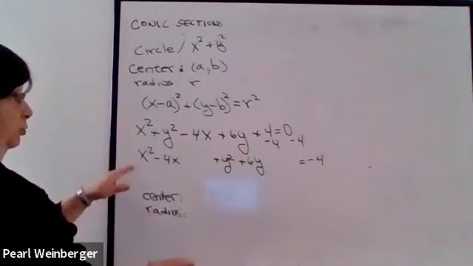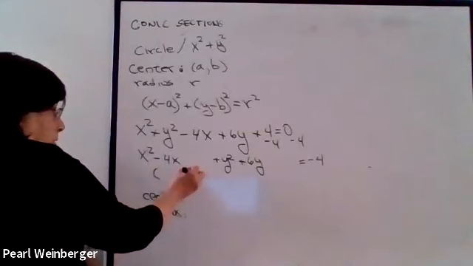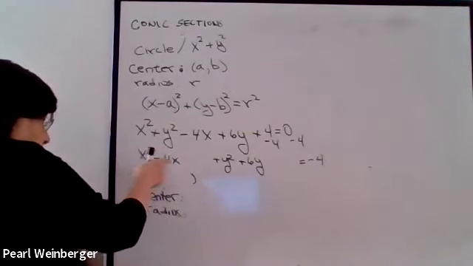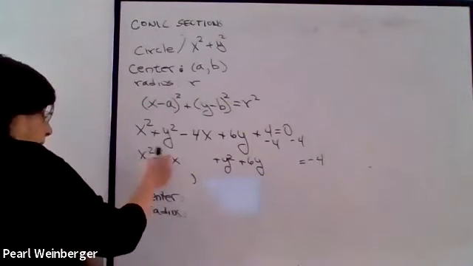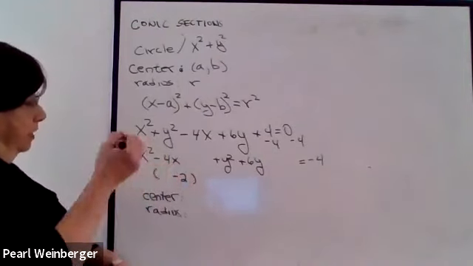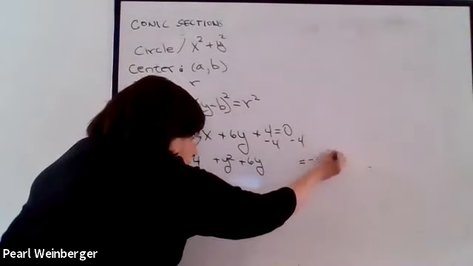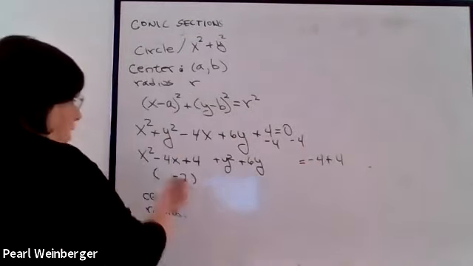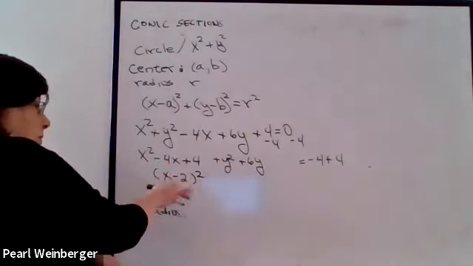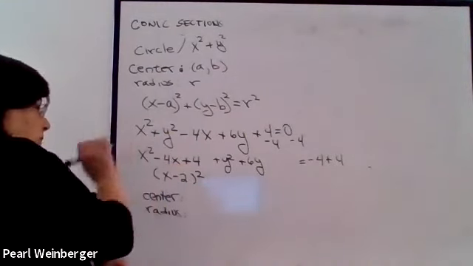And now we're going to complete the square. On the x, we're going to take half of the number in front of the x term, which is -4. Divide that by 2 gives me -2. And multiply by itself, -2 times -2 is +4. So I have to add 4 to both sides. And this becomes x minus 2 squared. Remember, the number that goes inside the parentheses is half of this number.